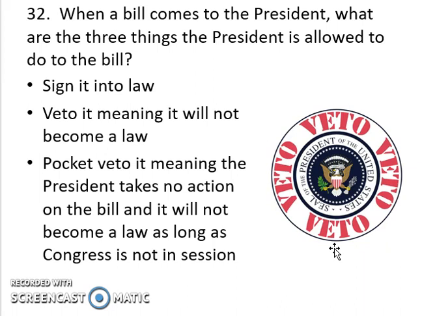So he doesn't sign it into law. He doesn't sign a veto. He doesn't do anything to it. It just doesn't become a law. So this is the power of the president as a lawmaker, as a legislative leader.